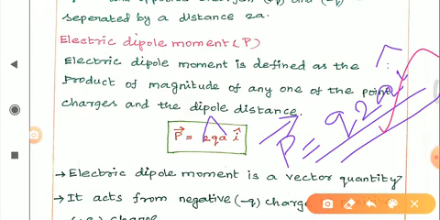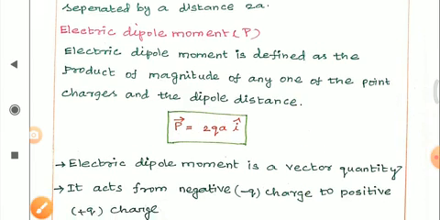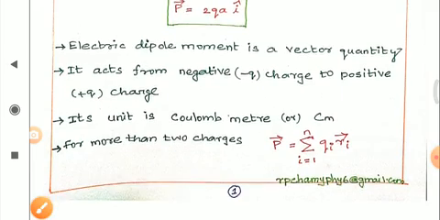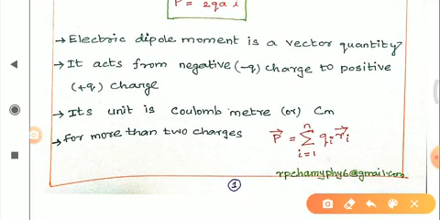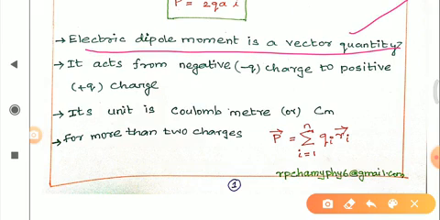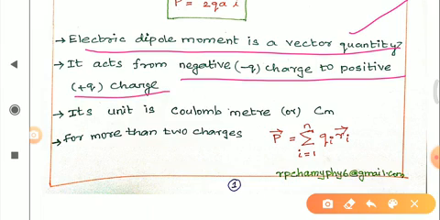Then from this part, any one of the 1 mark questions we can expect. What is the 1 mark question we can expect here? The electric dipole moment is a vector quantity. The direction of the electric dipole moment is always from the negative charge to the positive charge, that is minus q to plus q. The next one is the unit of the electric dipole moment, which is coulomb meter.